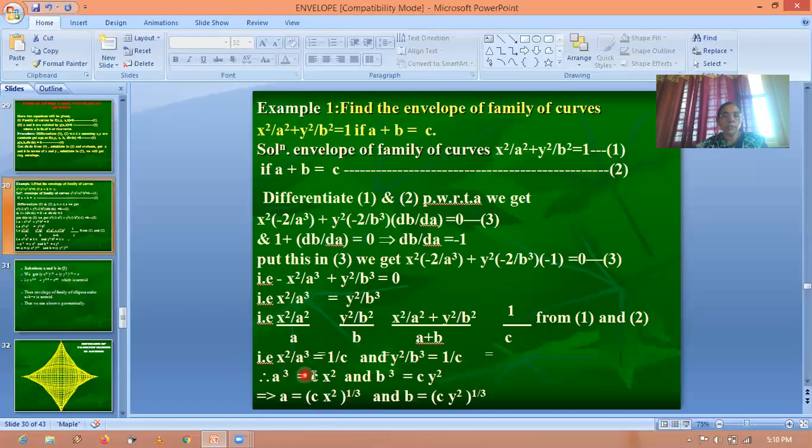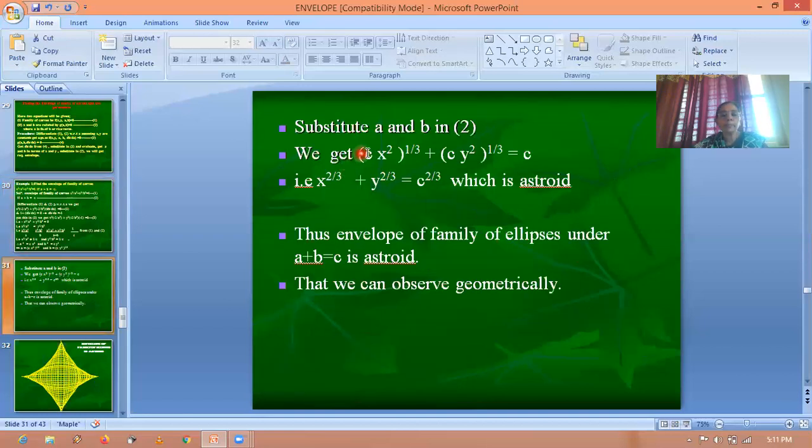So it is just a cube is equal to cx square, and b cube is equal to cy square. Then a becomes cx square raised to 1 upon 3, b is cy square raised to 1 upon 3. Substitute these two values in equation 2. You are getting cx square raised to 1 upon 3 plus cy square raised to 1 upon 3, that is equal to c itself. That is nothing but c raised to 1 by 3 into x raised to 2 by 3 plus c raised to 1 by 3 y raised to 2 by 3 equal to c, and c raised to 1 by 3 you bring this side, it becomes 2 by 3.